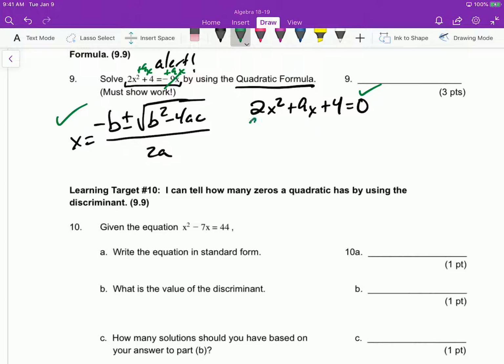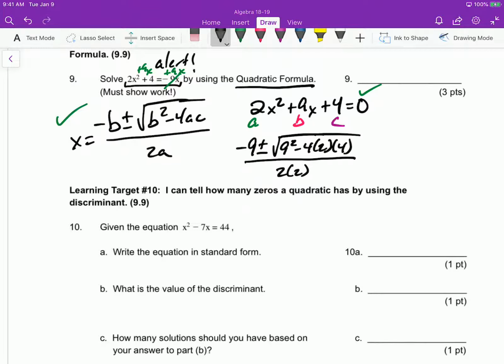So let's just plug in our a, b, c's here. So we're going to get negative 9 plus and minus the square root of 9 squared minus 4 times 2 times 4, all of that divided by 2 times 2. I'm going to solve my square root chunk first according to PEMDAS. So I'm just going to do that on the side. So 9 squared is 81. Negative 4 times 2 is negative 8, times 4 would be negative 32. I end up with that equals 49. Hey, look at that. How about them apples? That equals a perfect 7.